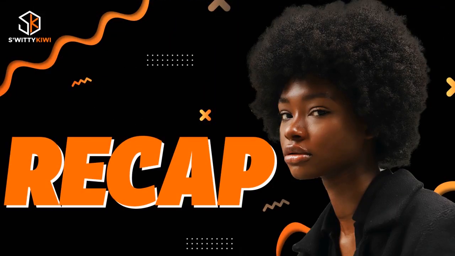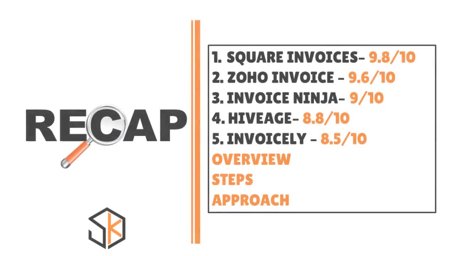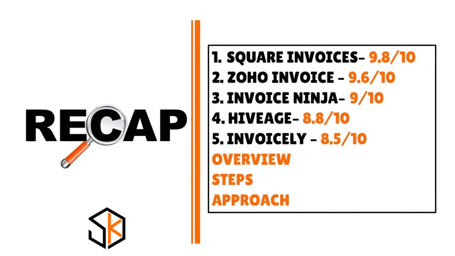All right, let's quickly recap here. Number one, we have Square Invoices, our score 9.8 over 10. Number two, you have Zoho Invoice, our score 9.6 over 10. Number three, you have Invoice Ninja, our score 9 over 10. Number four, you have Hivage, our score 8.8 over 10. And number five, we have Invoicely, our score 8.5 over 10.